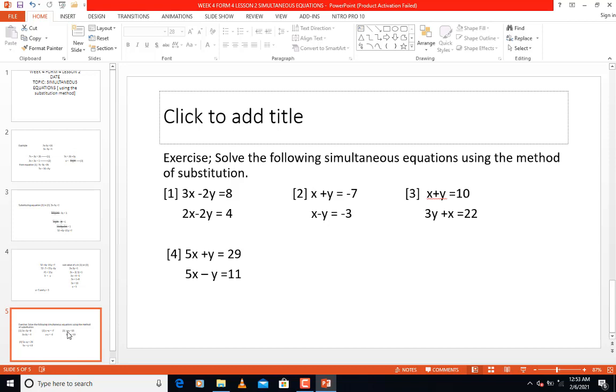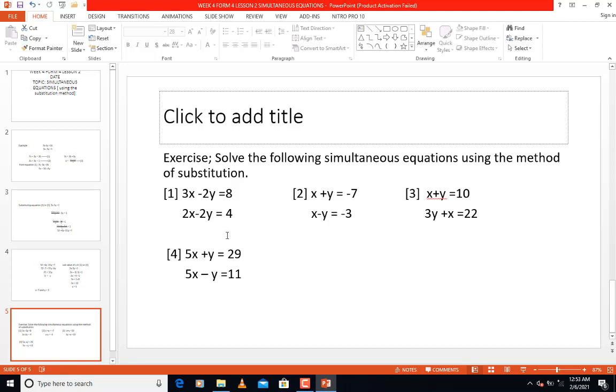I'm not going to explain more about this because I explained it in the first lesson. So what I want you to do is to give you an exercise so that we have more practice in this method of substitution. So it's questions 1, 2, 3, and 4.